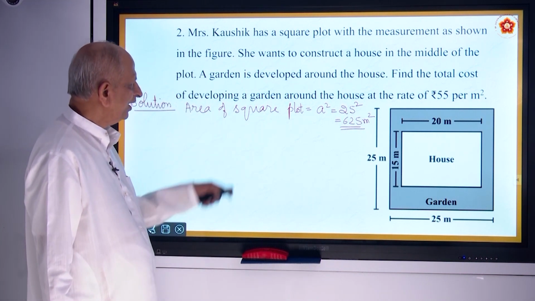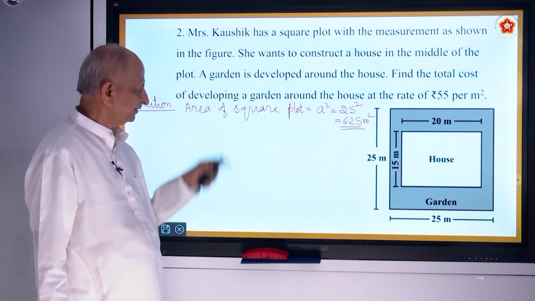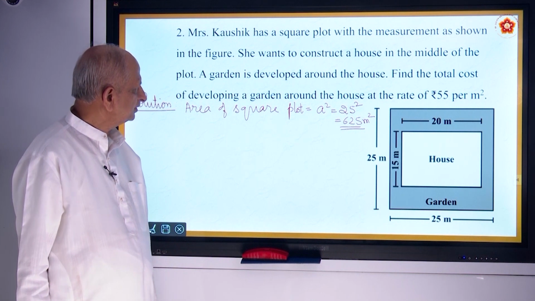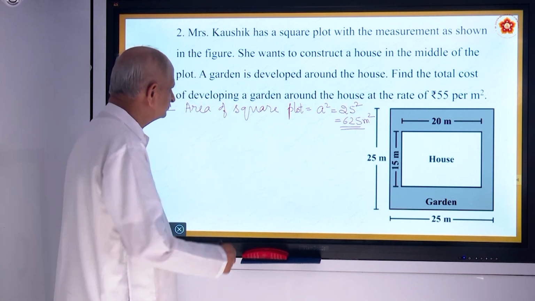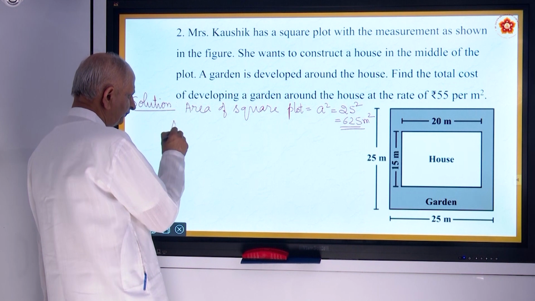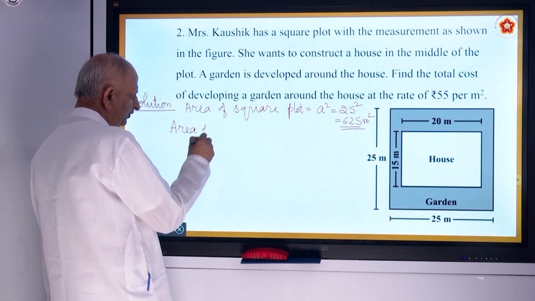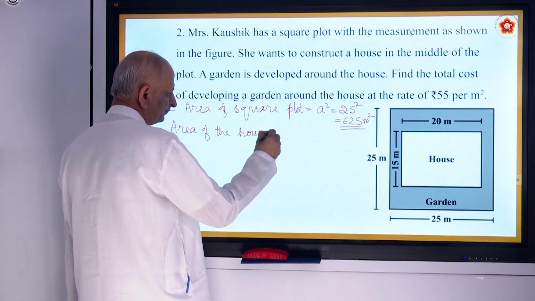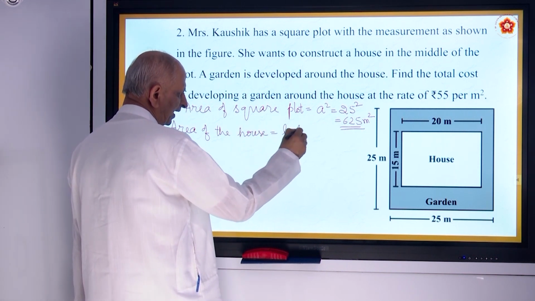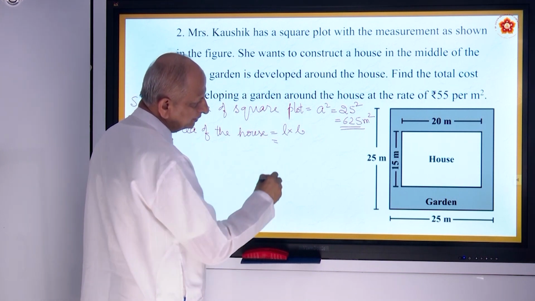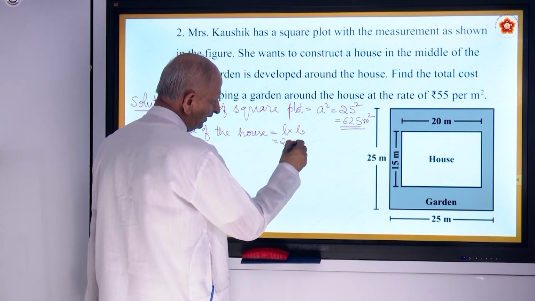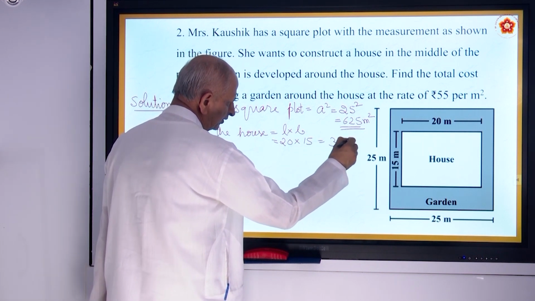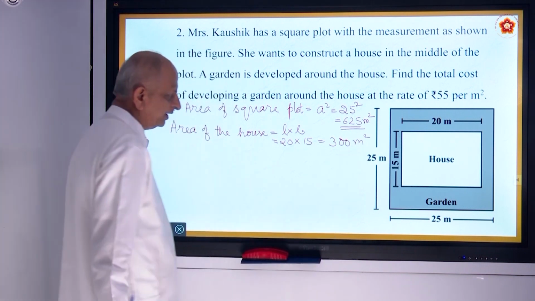Inside that, she wants to construct a house in the middle of the plot. So here is a house in the middle of that. Now what is the area of the house? The area of the house that is in the middle. What is the formula? It's a rectangle, L into B, correct? L is 20, B is 15. So 20 into 15 is 300. So much is the area of the rectangle.